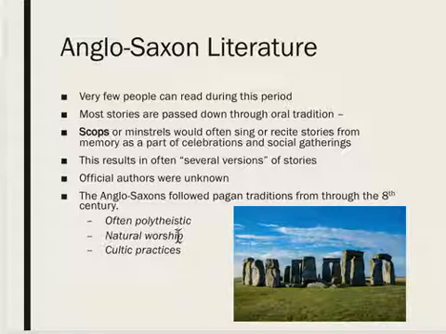Pagans were typically polytheistic, meaning they worshiped many gods. They also had a focus on natural worship or praise of nature. They often had cultic practices as well. The image below you probably recognize. It's an image of Stonehenge in England. It is believed to be a pagan worship site of some sorts.